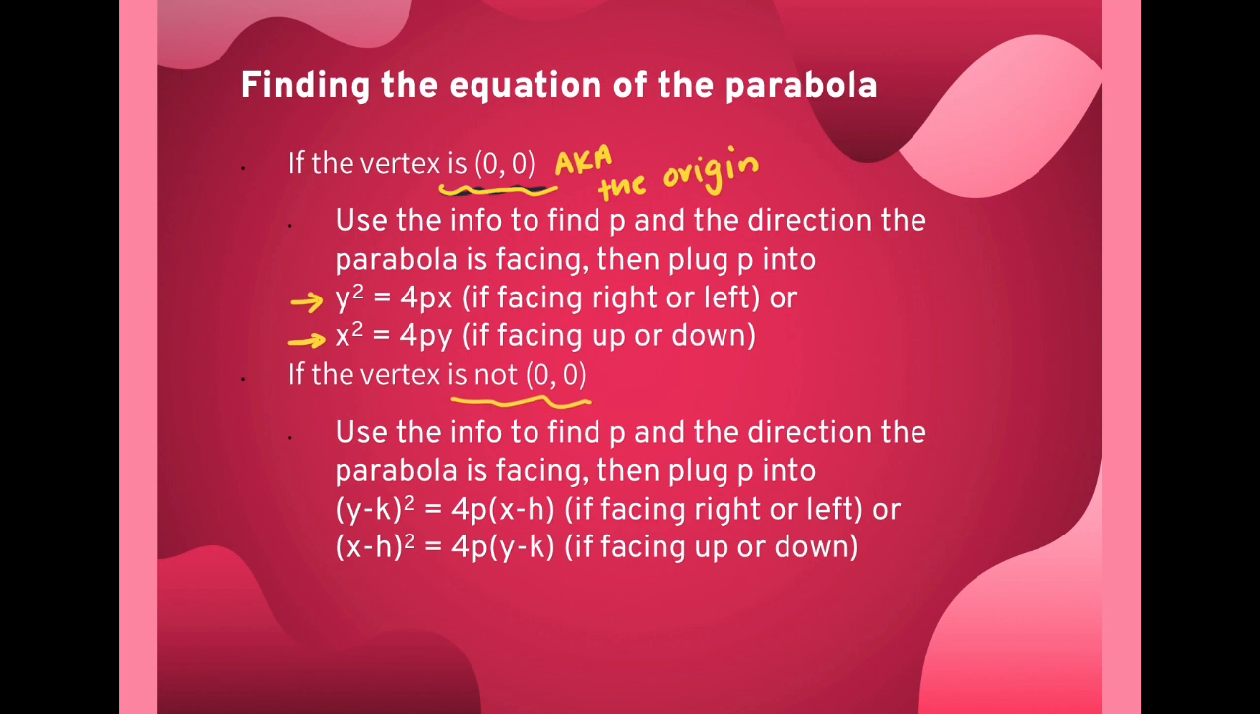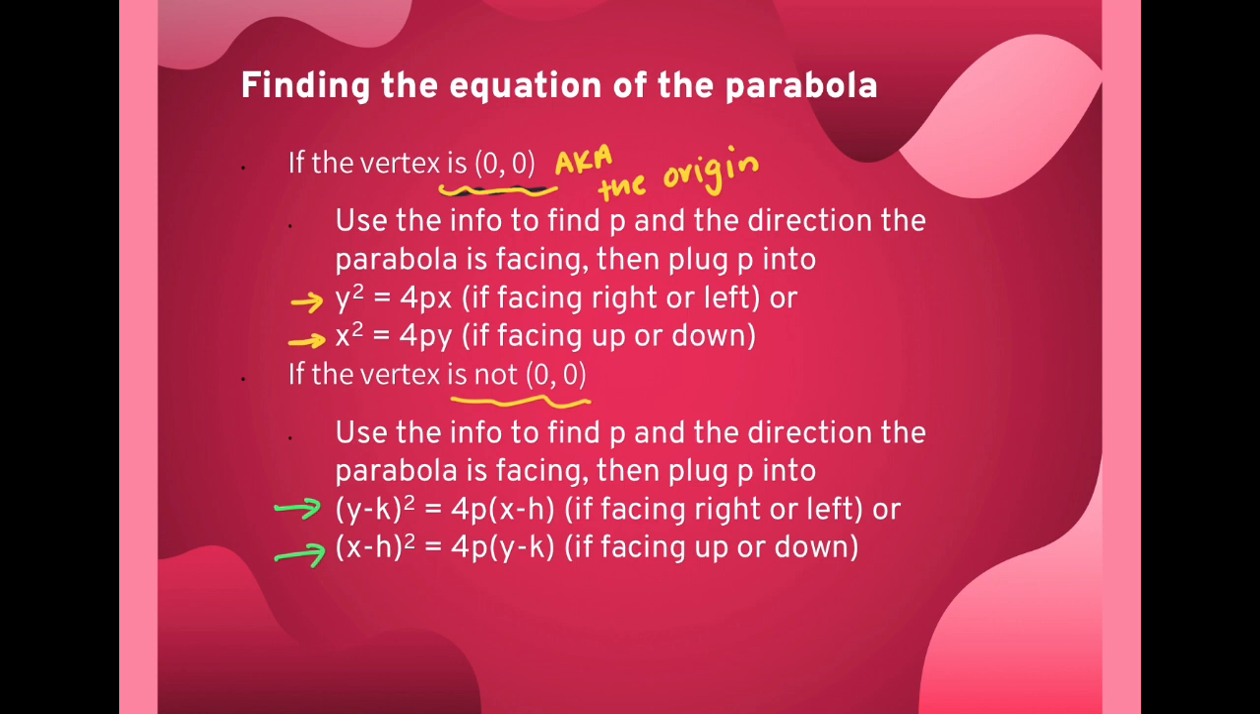If the vertex is not at 0, 0, you're still going to start the same way. You're still going to use the information to plot it, find the direction, and find P by counting the distance between either the vertex and the directrix or the vertex and the focus. Or it might give you the focus and the directrix, and you'll have to find the midpoint to find the vertex. And then the difference is that you're going to plug them into these equations here.